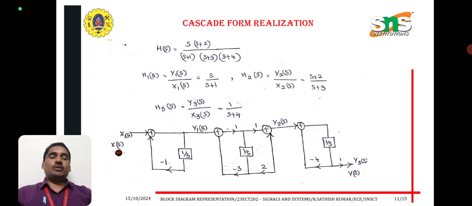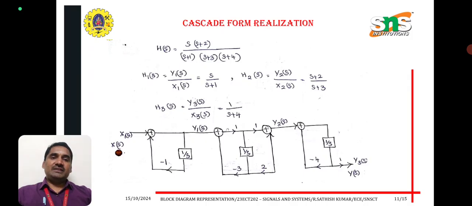H3(s) = Y3(s) divided by X3(s), which is equal to 1 by (s plus 4). Therefore, X(s) added with 1, which is equal to Y(s), with 1 by s into minus 1 by s into X(s). Again added with the Y1(s) output.